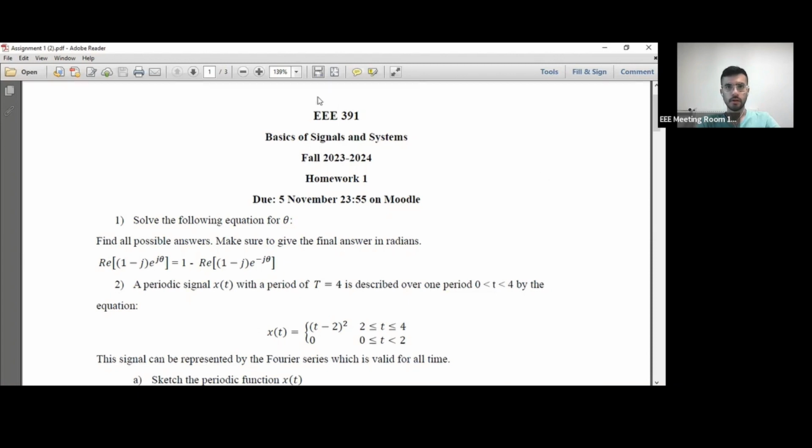Good. Let's start. So the first problem is from chapter 1, and we need to solve an equation for theta. We need to find all of the answers, and they should be in radians. So this is the screen, and we can see this equation. We need to solve this to find theta.